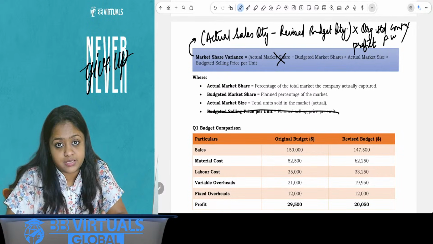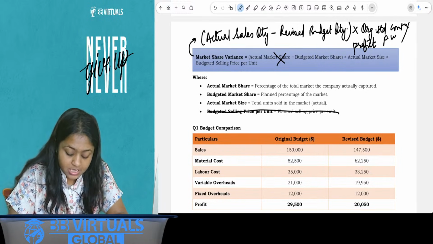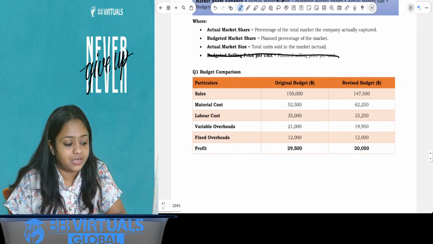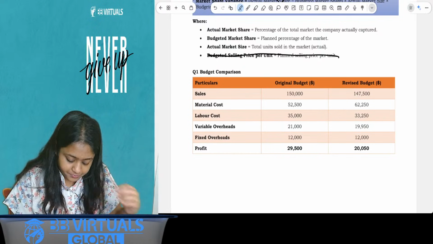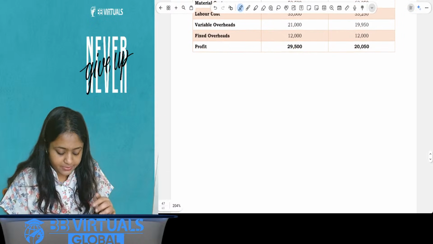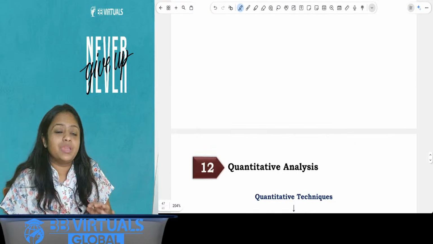So if your actual quantities are more than the budget, it's a favorable variance. If actual quantity is less than the budget, then it's an adverse variance. Clear? Okay, let's look at one question. Okay, done. So we are done with the variances.